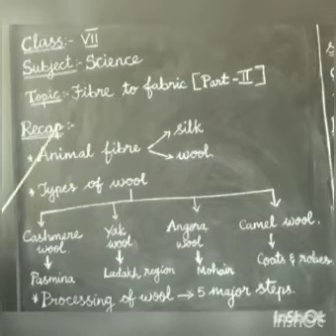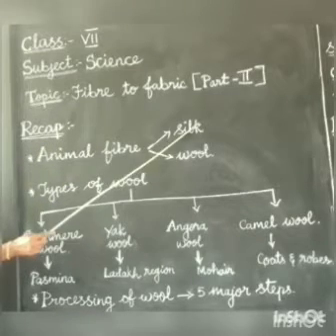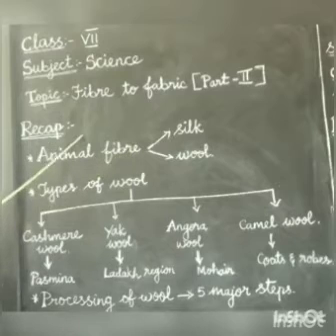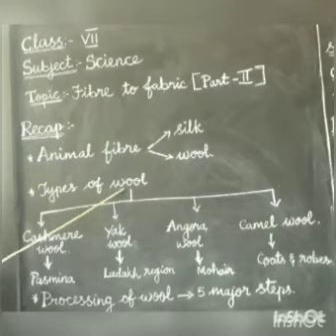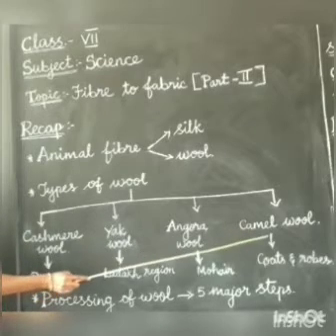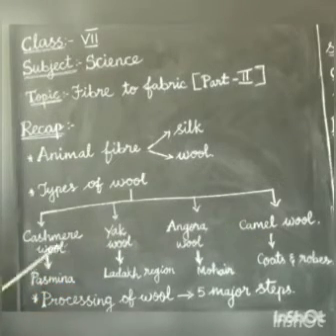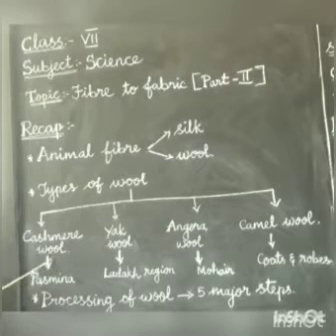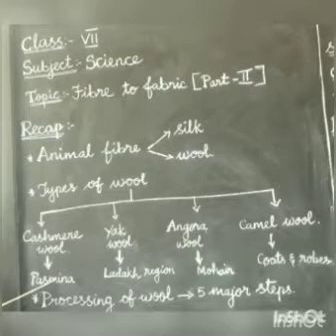Let us recall it. Silk and wool are considered animal fibers. There are different types of wool: Kashmiri wool, Yak wool, Angora wool and camel wool. First we see Kashmiri wool. Kashmiri wool is obtained from Kashmiri goats. This wool is also known as Pashmina.